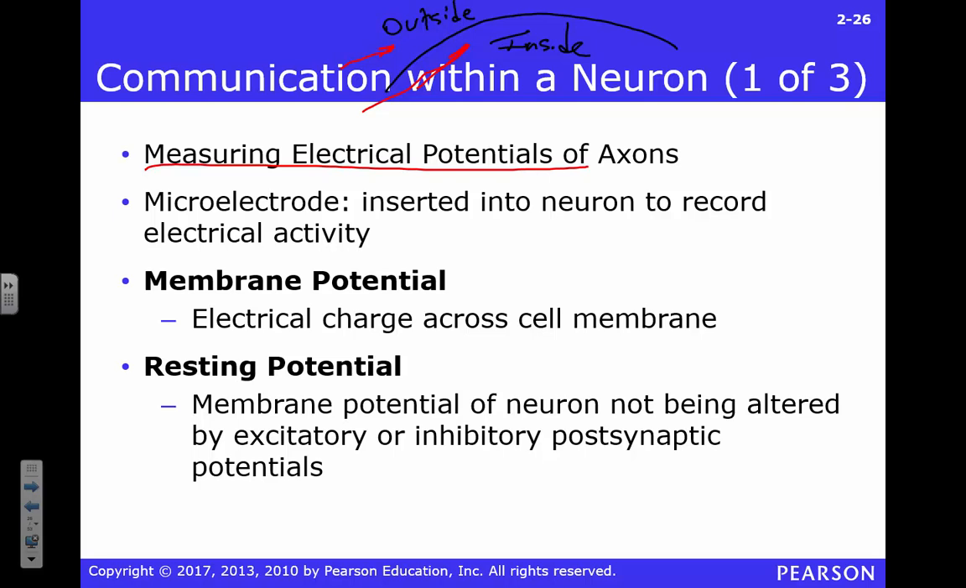We want to measure the difference between the charge outside the cell and the charge inside the cell. Okay? We want these charges to be different. The reason we want them to be different is so then we can later make them the same. That's how this works. So if you think about something, it's a lot like potential energy.